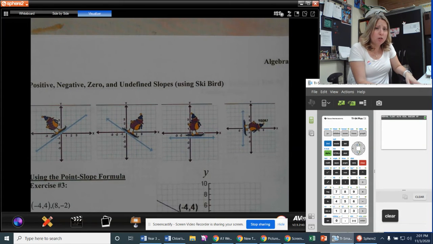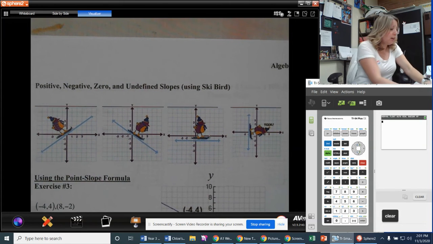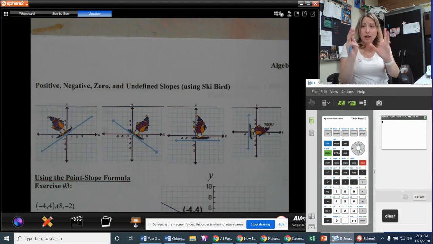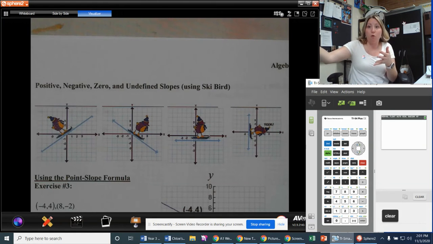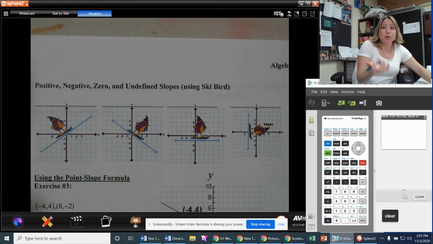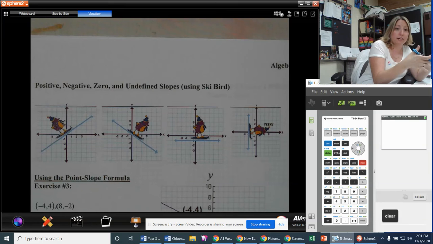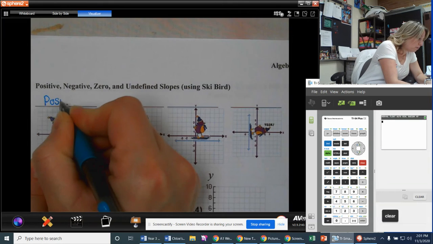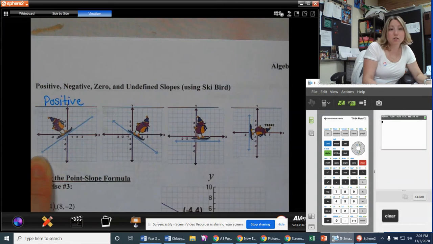Now, we've got this whole little bird icon here indicating different directions of different slopes. So when you look at a linear function or a line in general, you should be able to determine positive, negative, horizontal, or vertical right from just looking at it. And these are the four ideas that we've got. You can determine the sign of the slope just from this looking, right? This direction of a line is a positive slope. As x increases, y increases.